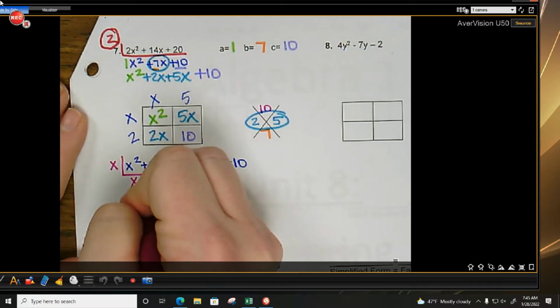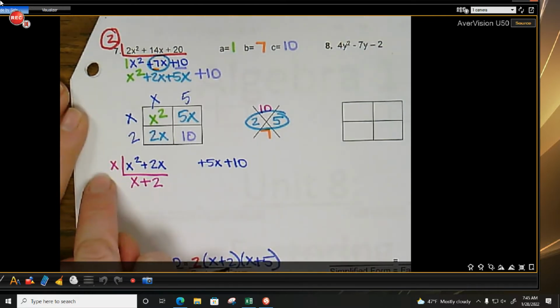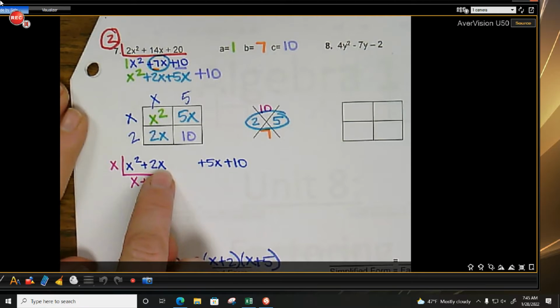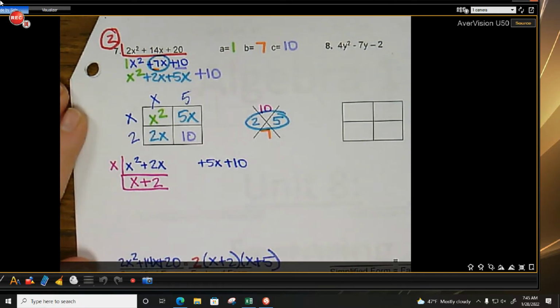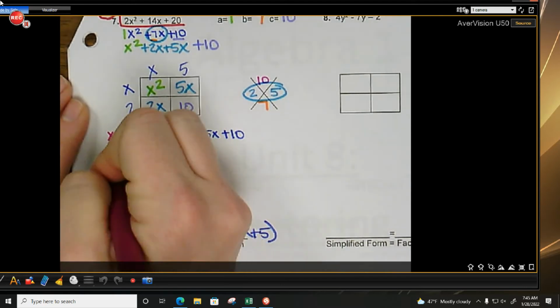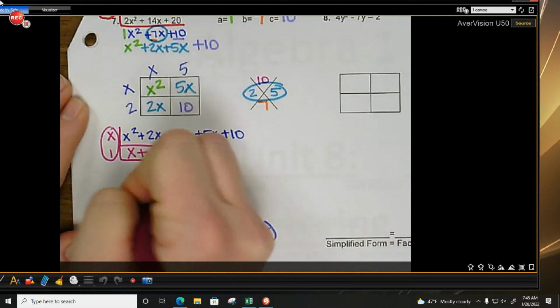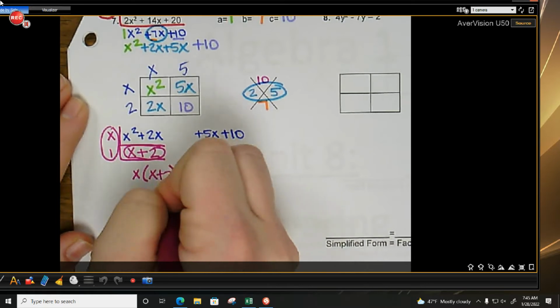X plus 2. X squared, take an x out, you only have an x. 2x, take an x out, you only have a 2. Anything in common there? Here, x and 2? Nope, so a 1. So my GCF is x. Last row of my upside down division is x plus 2.